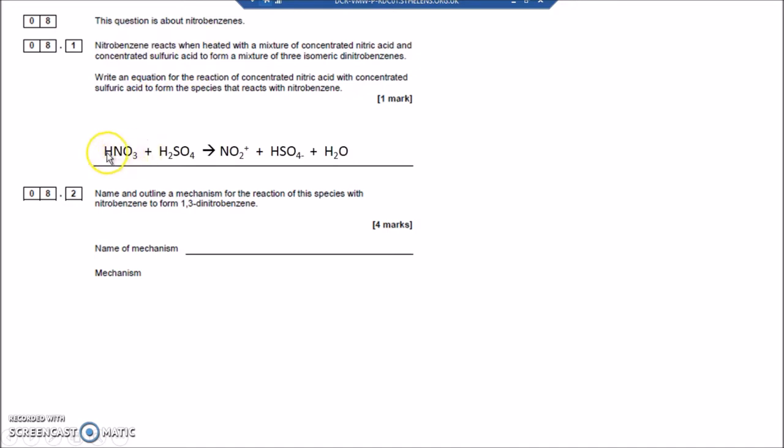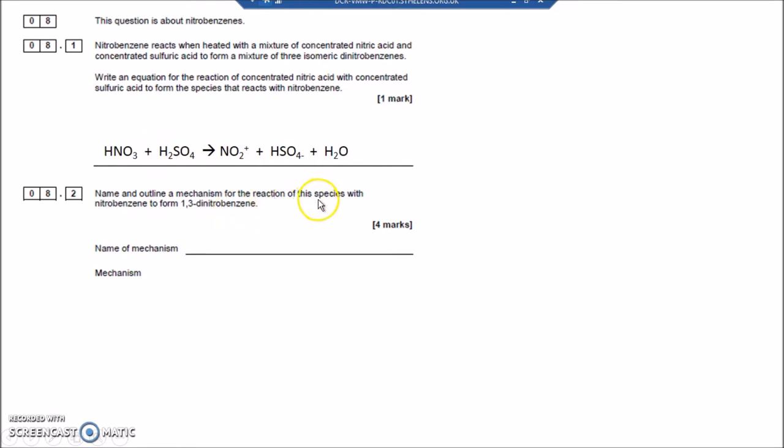So let's have a look. You need to remember HNO3 is nitric acid. You need to remember H2SO4 is sulfuric acid. You need to remember, if you're adding a nitro group, an NO2 group, it needs to be plus charged for the ring to attack it. You may work out that there's water made as well from the H's and the O's, and then by a process of elimination you can work out that you make HSO4-. There's one H left over, there's an S needed, and there's four O's. The minus should be at the top there. HSO4 with a minus at the top. And you can work that out by a process of elimination so that you can balance the equation.